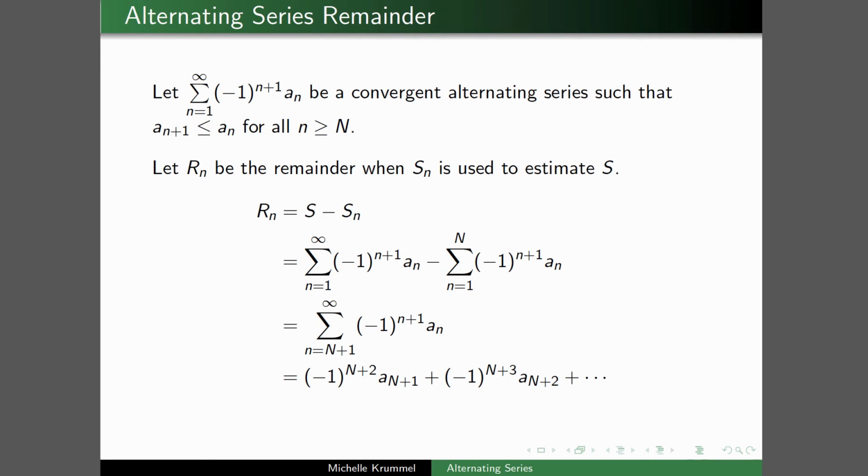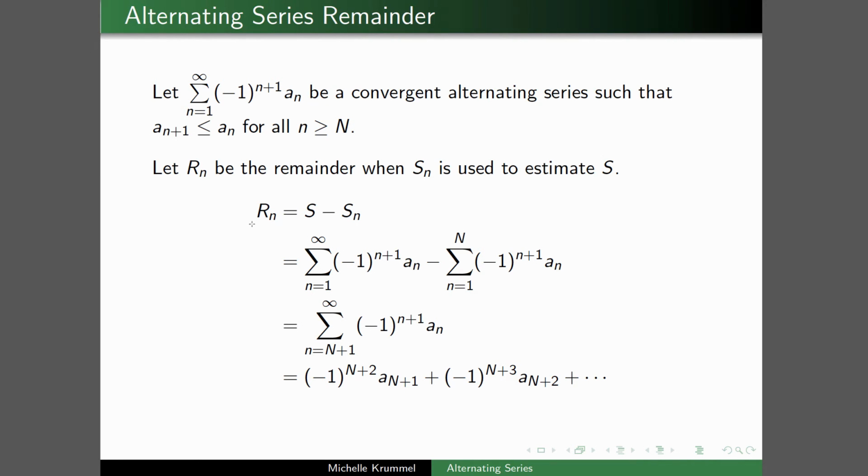Next, let's look at the alternating series remainder theorem. Let the sum from n equals 1 to infinity of negative 1 to the n plus 1 a sub n be a convergent alternating series such that a sub n plus 1 is less than or equal to a sub n for all n starting at a fixed value, capital N. This means that our terms are either strictly decreasing or equal to the previous term, so we have a non-increasing series. R sub n represents the remainder when we use S sub n to estimate S.